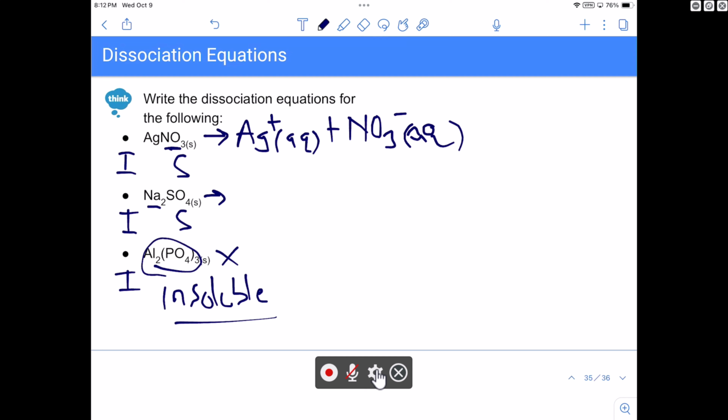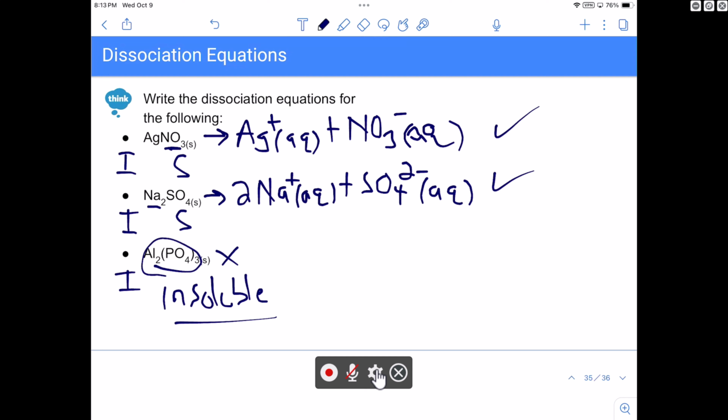The second one here, Na2SO4, we're going to dissociate into 2 sodiums with a positive charge that are aqueous, and 1 SO4. Again, make sure you check all the charges as you go through and do this to make sure that you write everything out correctly. And those are your dissociation equations. If this did dissociate, hypothetically, you would get 2 aluminums from it and 3 phosphates. But again, it is insoluble, so I'm not too terribly worried about writing out that particular compound. All right? Should be pretty straightforward.